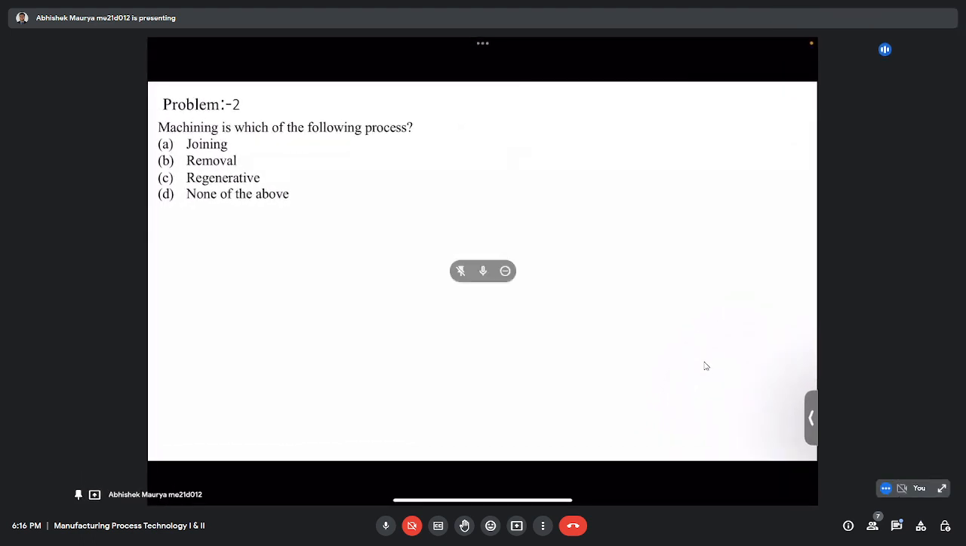Okay. It seems everyone is comfortable with the question. So it is being asked: machining is which of the following processes? So machining is also a manufacturing process, and we are aware that there are two different kinds of manufacturing processes.